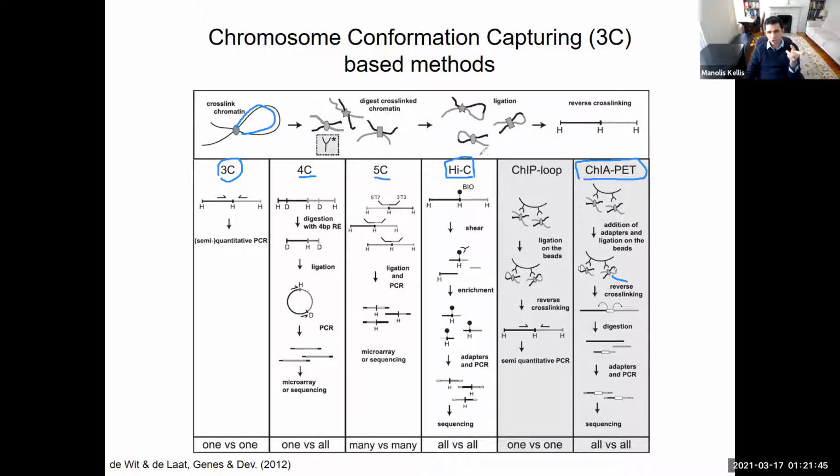And then there are variations. For example, capture Hi-C allows you to look at only a subset of Hi-C regions which are associated with things that I care about. For example, promoters. I can pull down all promoters, I can pull down all enhancers of a particular cell type, and then see who they're interacting with.